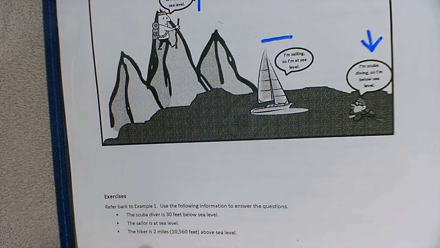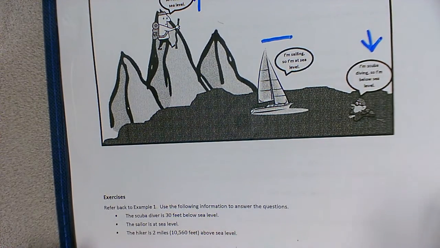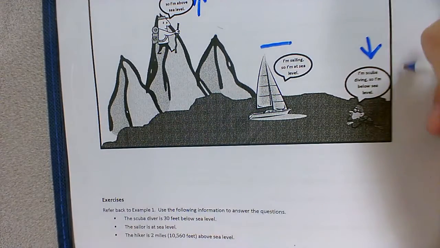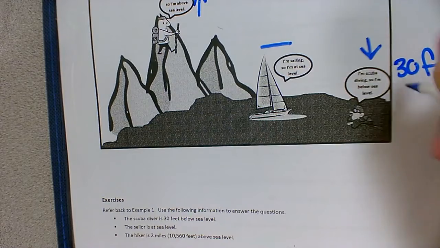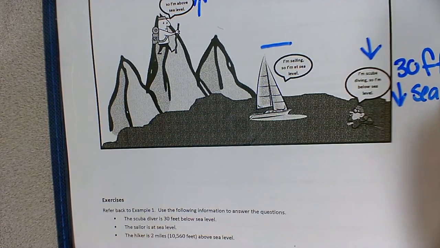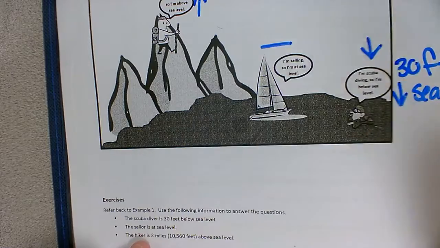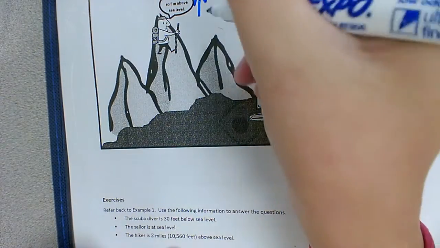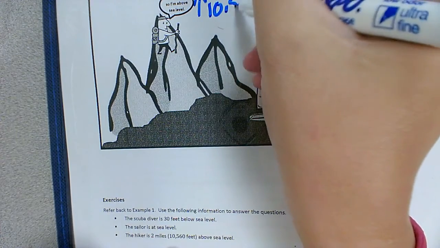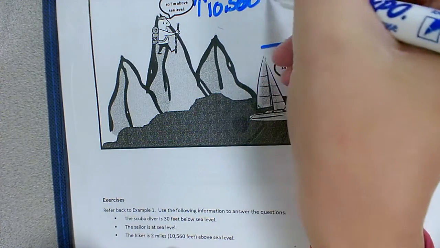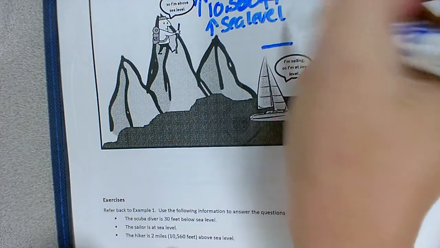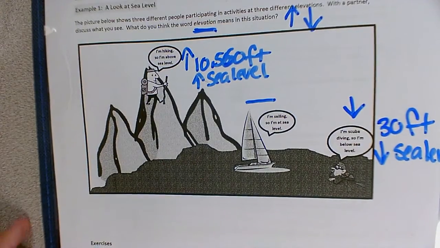If we look at the bottom, it says, refer back to example 1 and use the following information to answer the questions. So the scuba diver is 30 feet below sea level. The sailor is at sea level, and the hiker is 2 miles or 10,560 feet above sea level. So let's keep that in mind for our next couple of questions.